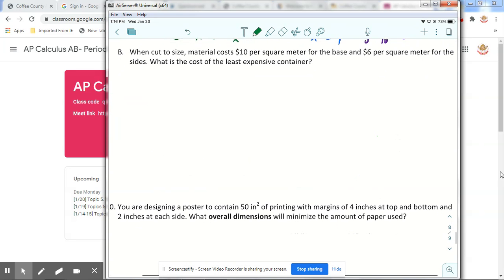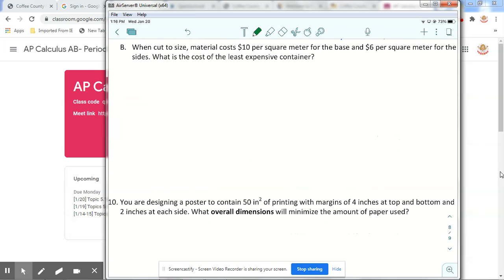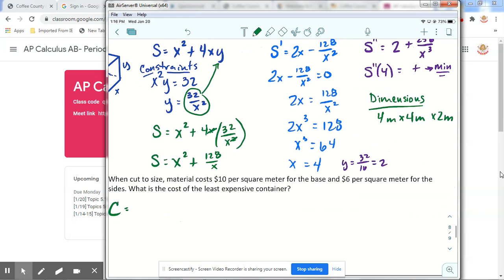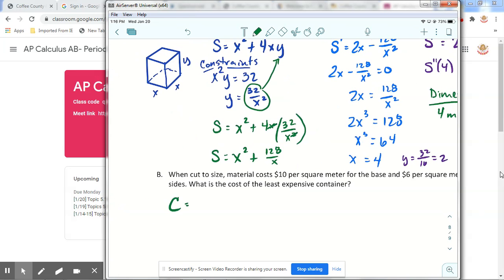Okay, and then the second part is a different type of question. So when cut to size, material costs $10 per square meter for the base and $6 per square meter for the sides. What is the cost of the least expensive container? Okay, so this is a different thing. We are this time minimizing cost. So we're going to write a cost equation, which is still the same setup, not necessarily the same box that requires the least amount of material. This is going to be the box that requires the cheapest material.